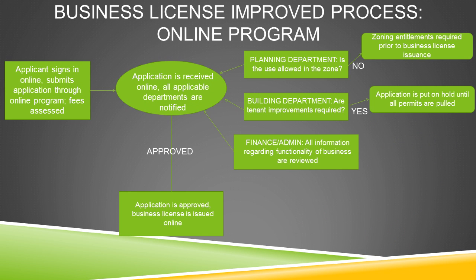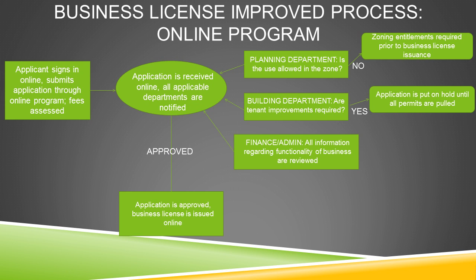So, in reviewing the flowchart, it indicates the new and improved process. The applicant downloads the application and completes it online. The application is submitted and a fee is assessed and paid online. Every applicable department then reviews the submitted application based on their individual department requirements. If there is a question or building permits are not complete, the application is put on hold until the appropriate department releases it. If everything is approved, the process is completed and the applicant is issued their business license online, hopefully within the span of a week or two.